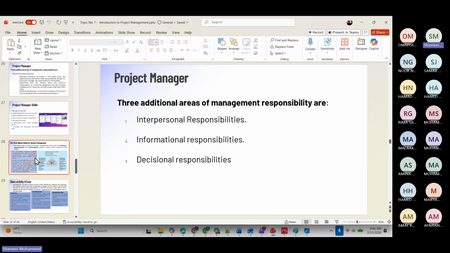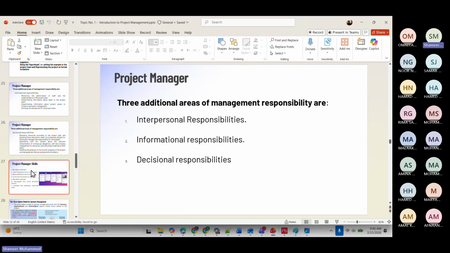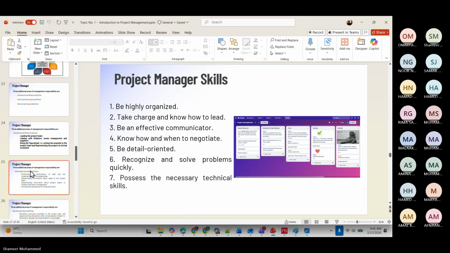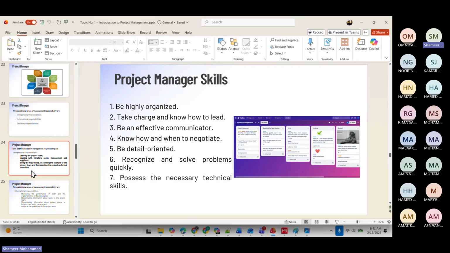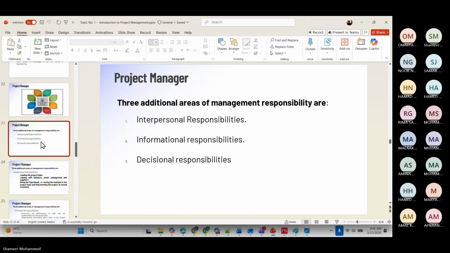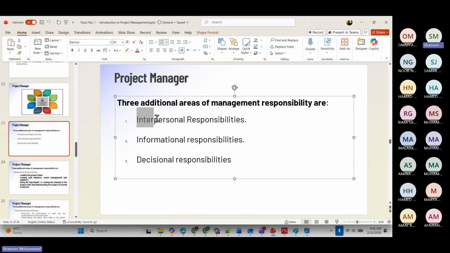I will cover 2-3 slides and then I will stop. See here. Project management responsibility, yani what he is supposed to do. Interpersonal, informational, decisional. Three types of responsibilities he has.